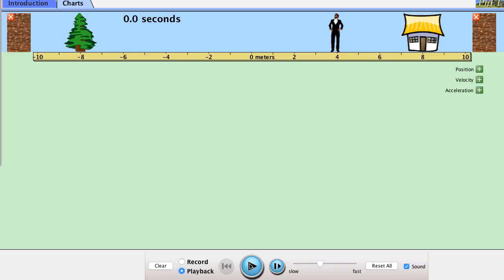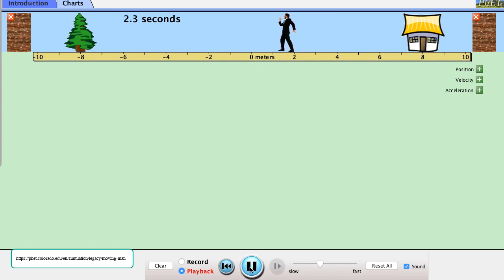Okay, here's another illustration. This simulation is from PhET. I'll put the link in an annotation. First, we're going to watch what this guy does. Notice that he doesn't start at the origin. He starts at the 4 meter mark. He starts there and moves to the left with constant speed, and then he's going to get to about the -3 meter mark. He's going to stop there.